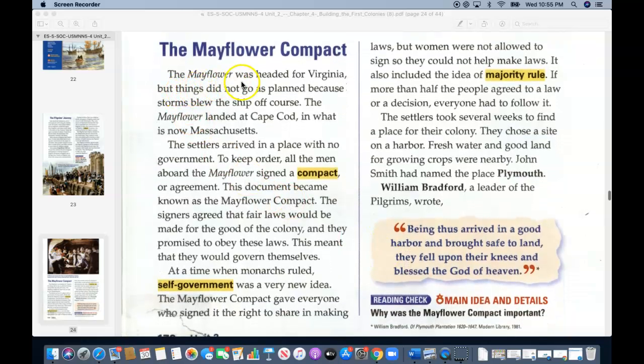The Mayflower was headed for Virginia, but things did not go as planned because storms blew the ship off course. The Mayflower landed at Cape Cod in what is now Massachusetts. And excuse me, I didn't remind you. Here's a new heading. Let's write that heading down in your notes.